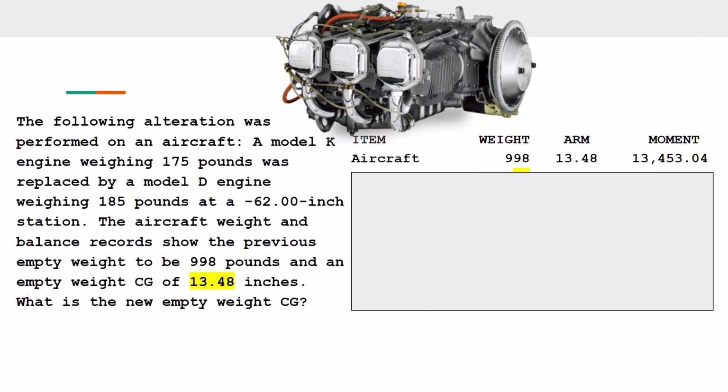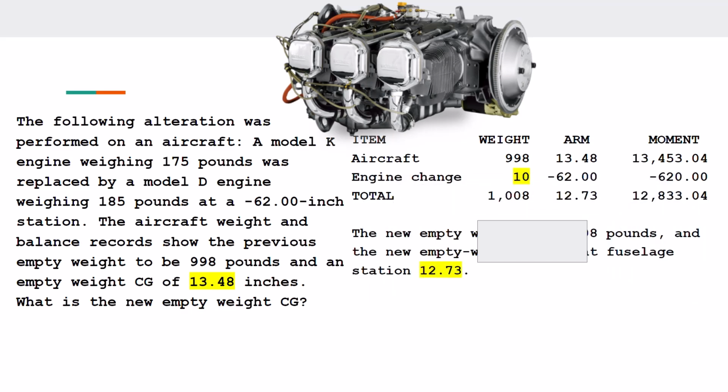Moving on to question 3. The following alteration was performed on an aircraft. A Model K engine weighing 175 pounds was replaced by a Model D engine weighing 185 pounds at a station of minus 62. The aircraft weight and balance records show the previous empty weight to be 998 pounds and an empty weight CG of 13.48 inches. What is the new empty weight CG?